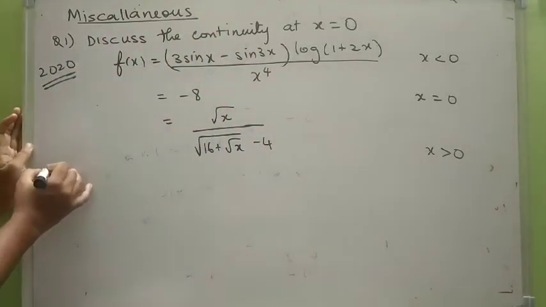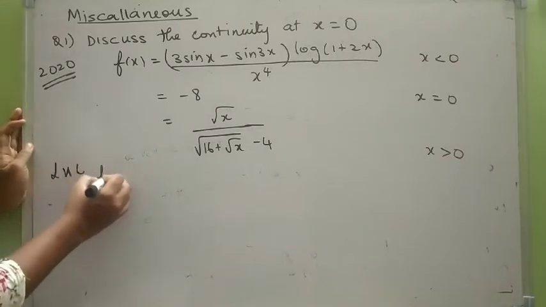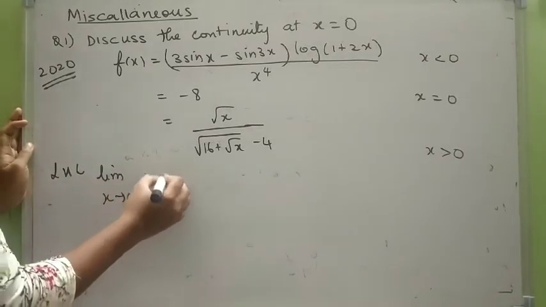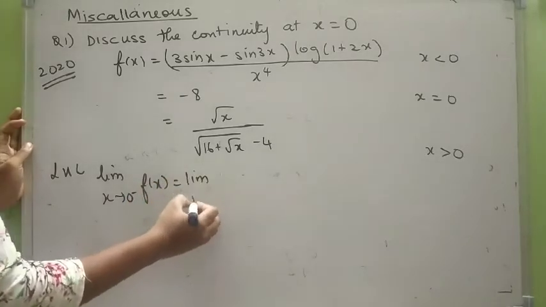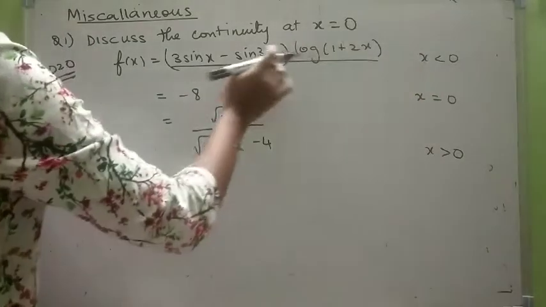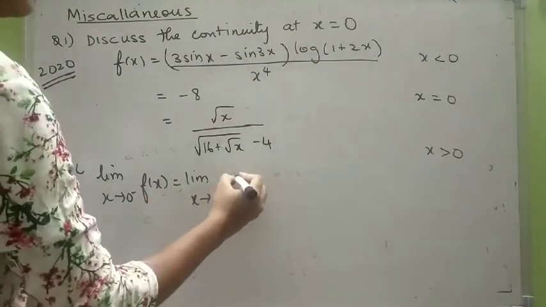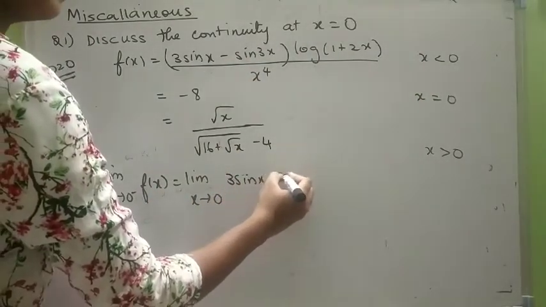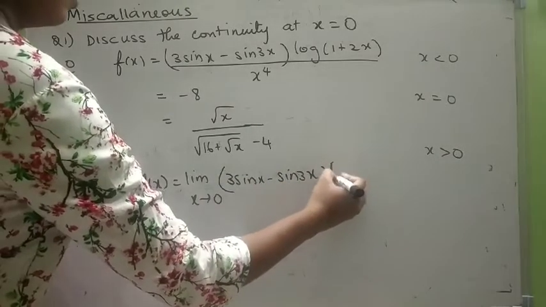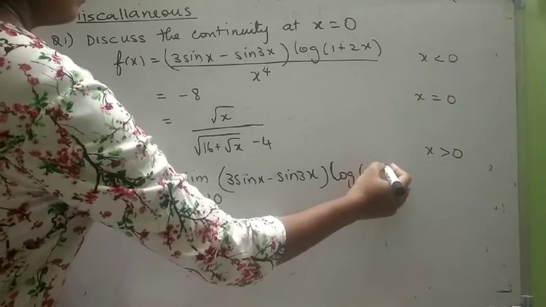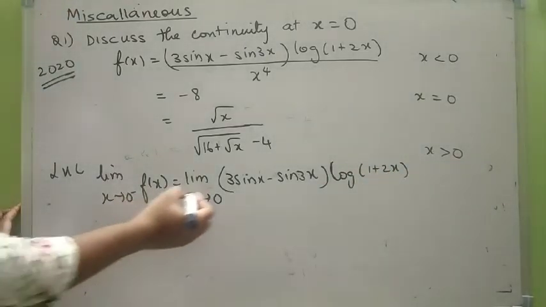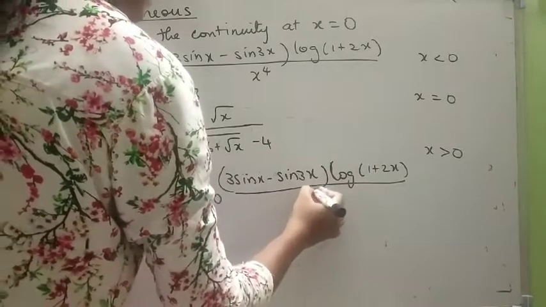So we have to find the left hand limit. Now check where x is less than 0. So this will be the function: 3 sine of x minus sine 3x, upon log of 1 plus 2x, upon x raised to 4.